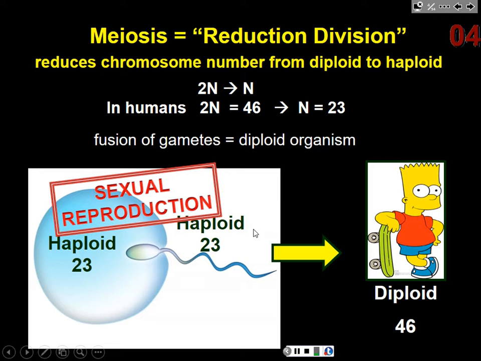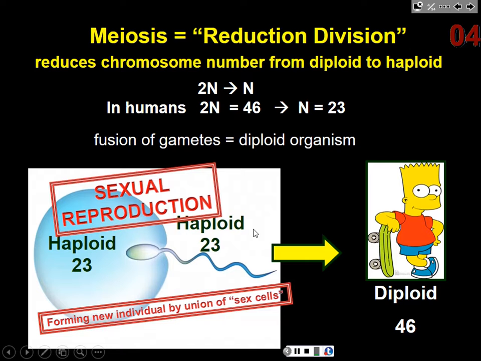Okay, that's what sexual reproduction is. When we talk about things reproducing sexually, that means that they're producing these specialized cells that are haploid, that fuse to form a new individual. So it's the forming of a new individual by the union of sex cells, or in higher animals, we call those gametes. Okay?